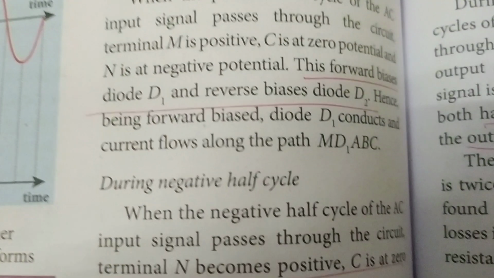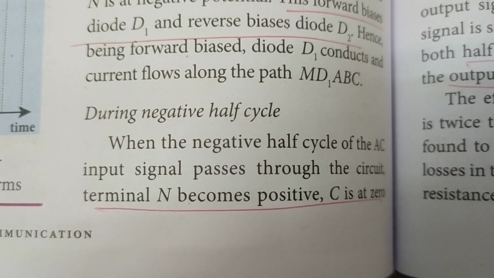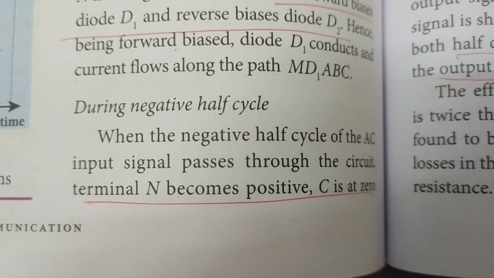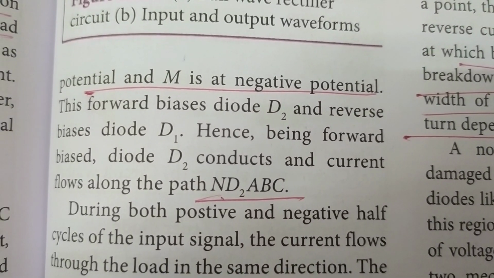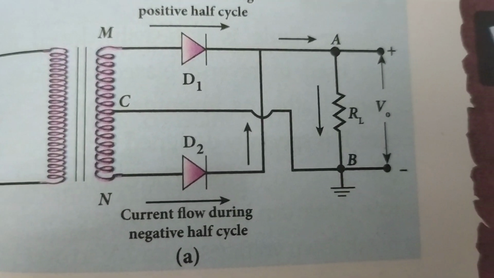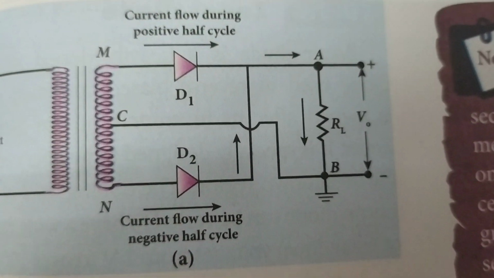And we shall see what happens during negative half cycle. During negative half cycle, the diode D1 is reverse biased and D2 is forward biased. And here the current will change its direction now. The current is now along N, D2, B, A, C. It will flow in the opposite direction. So both the half cycles are rectified here.